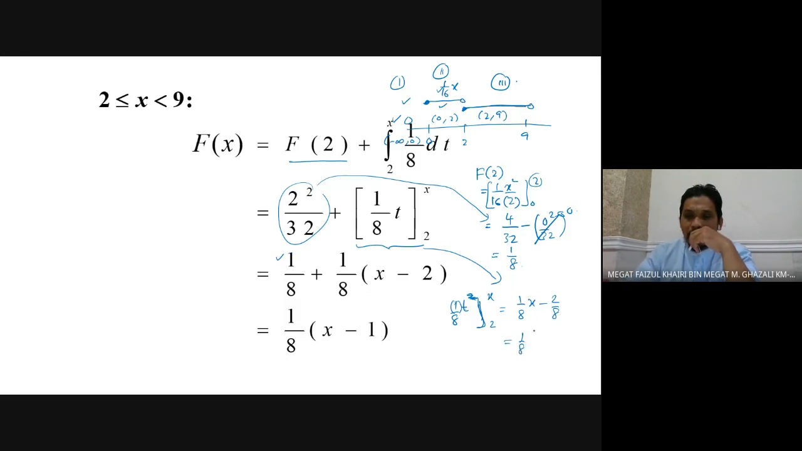So 1 over 8 x minus 2. So simplify between these two, it gives you 1 over 8 multiplied with x minus 1.